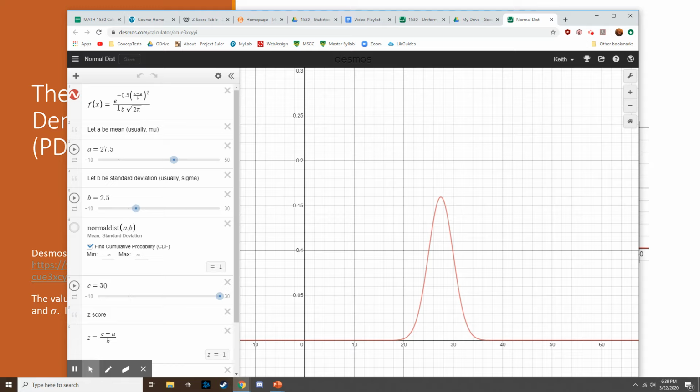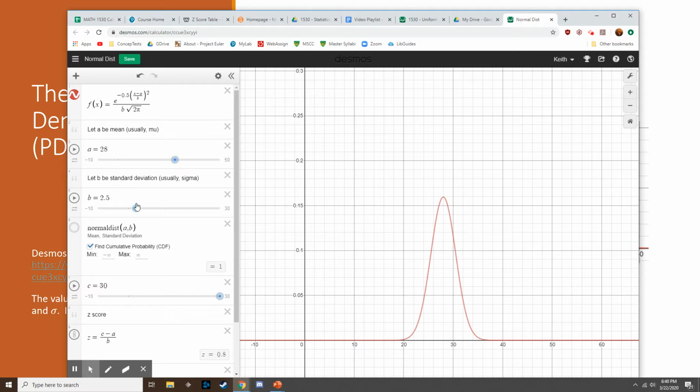So here I've retyped this same equation to make a normal curve. I've had to use A and B instead of mu and sigma because Desmos doesn't really like Greek letters. It gets kind of mad at me. But I want you to notice something. When I slide A around, when I change mu, when I change the mean of my data set, all that happens is the whole thing will shift up or down. That's all that will happen there.